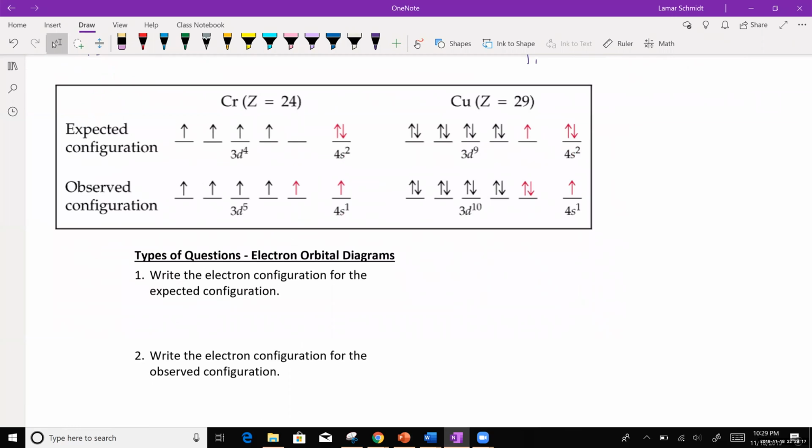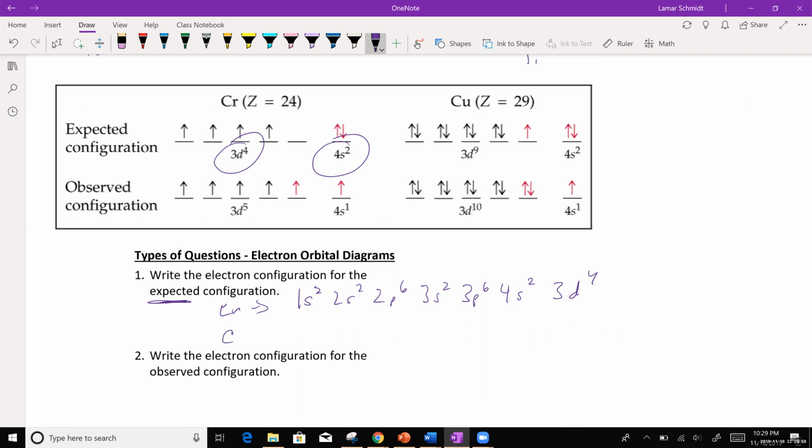This one asks you to write the full electron configuration for chromium, and this says expected. So you're only seeing 3d4 and 4s2 on your orbital diagram, when in fact it starts at 1s. So what you would have is 1s2, 2s2, 2p6, 3s2, 3p6, 4s2, 3d4. And that's how you would write your electron configuration for chromium.